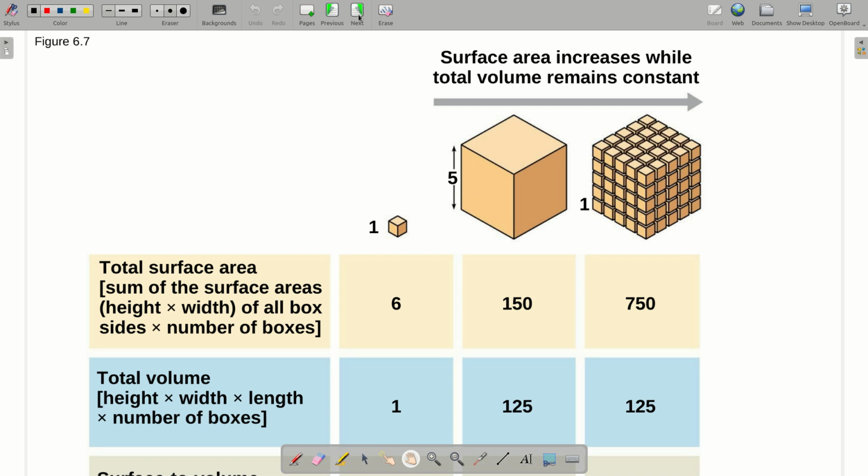This is talking about surface area. Be kind of familiar with this, but you don't have to learn it in detail, but be aware of the concept.